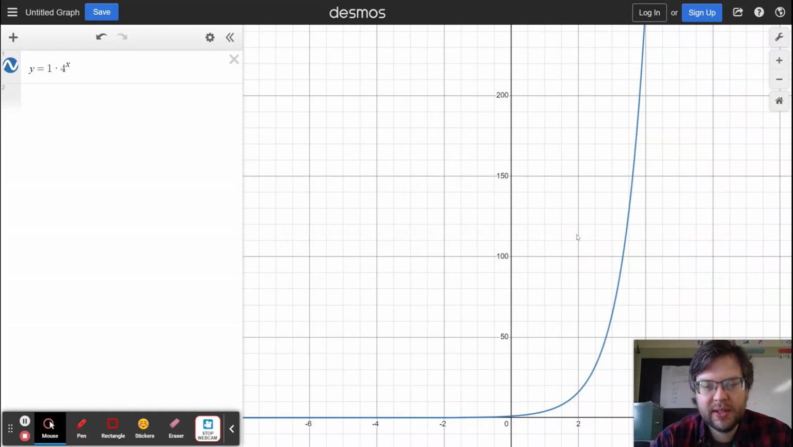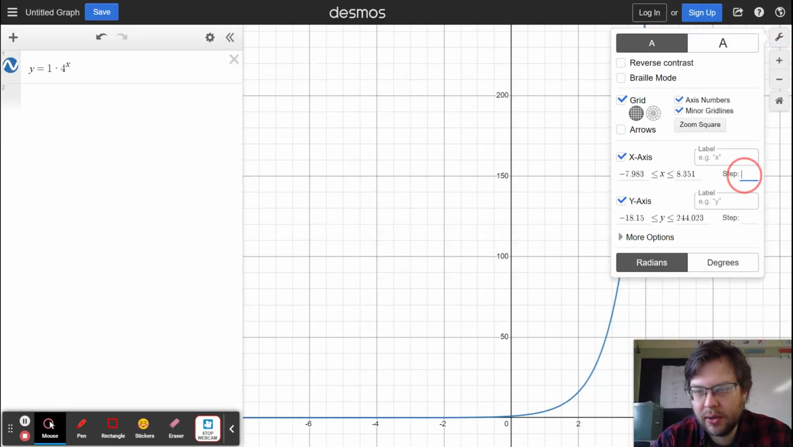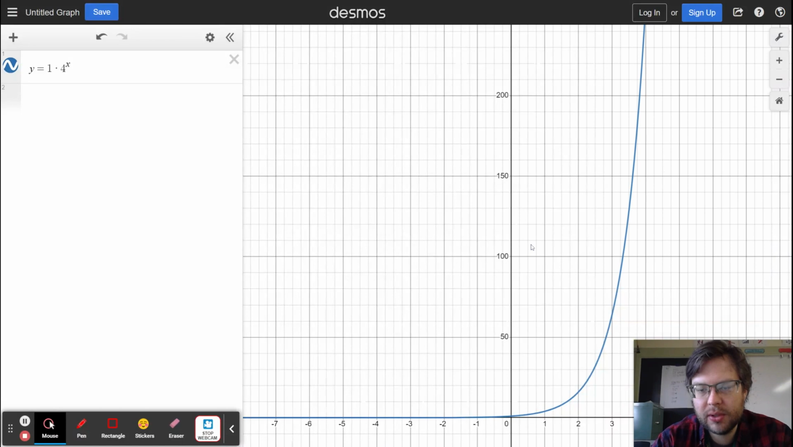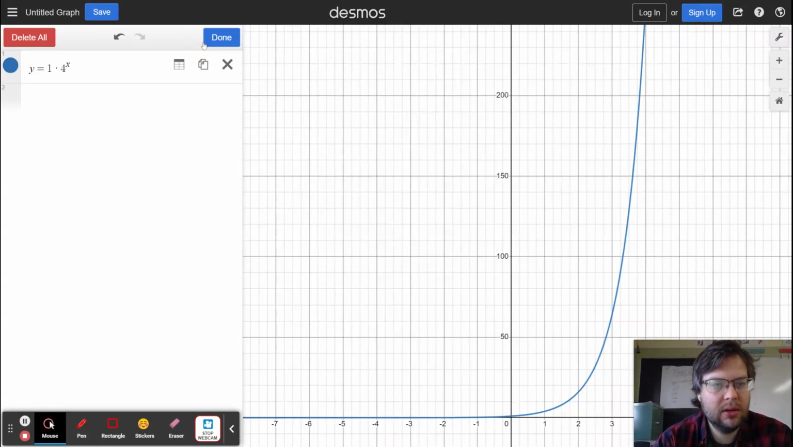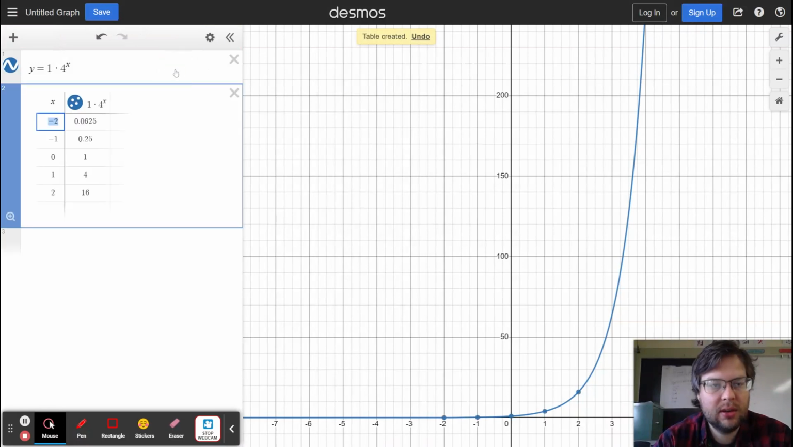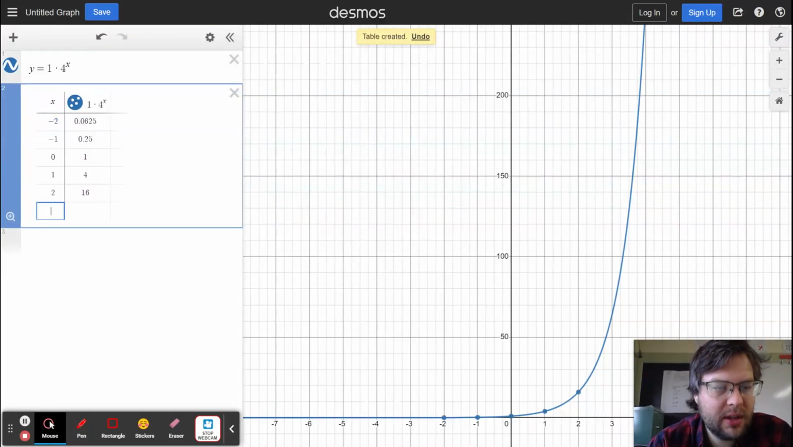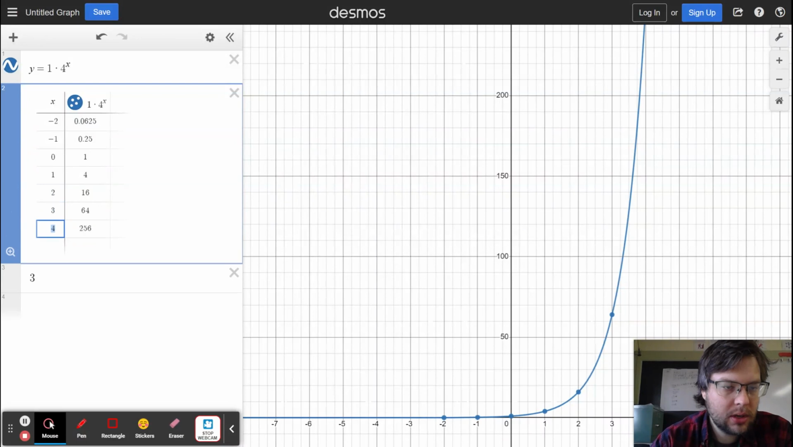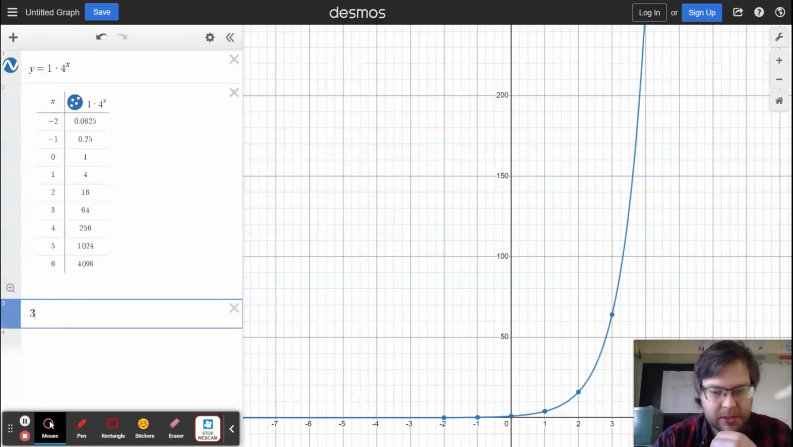So what's happening with this equation? Let me make one more adjustment so that they count by ones on the x-axis. There we go. What's going on with this equation here? What's going on is that we are looking at x values that are counting up by 1 and y values that are multiplying by 4. So let me make this work. There we go. And we can let that go as long as we want.